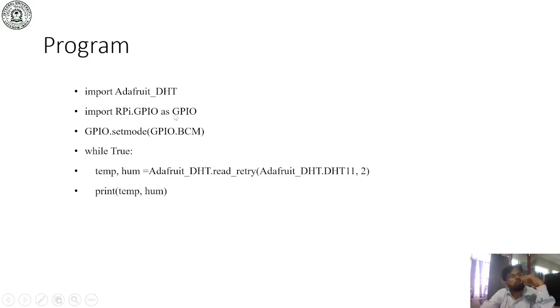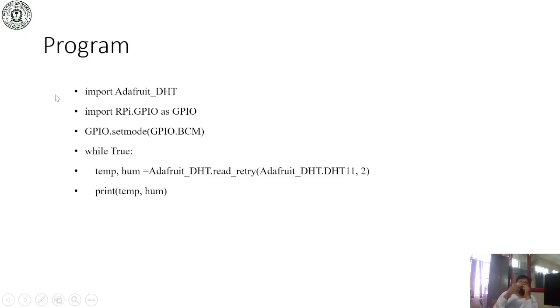And of course I have used RPi.GPIO as GPIO, because we are getting the input from GPIO pin number 2. That's why we have to include this RPi.GPIO library. Here I have set the mode not for the board pins but as the BCM pins.